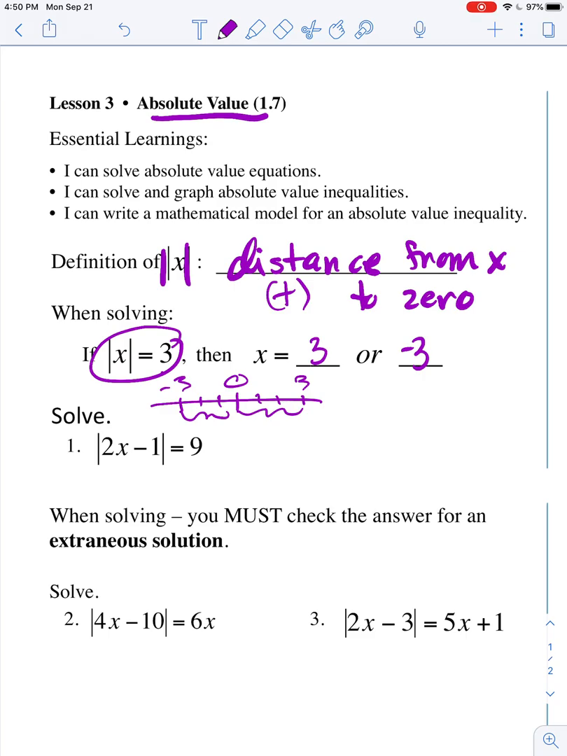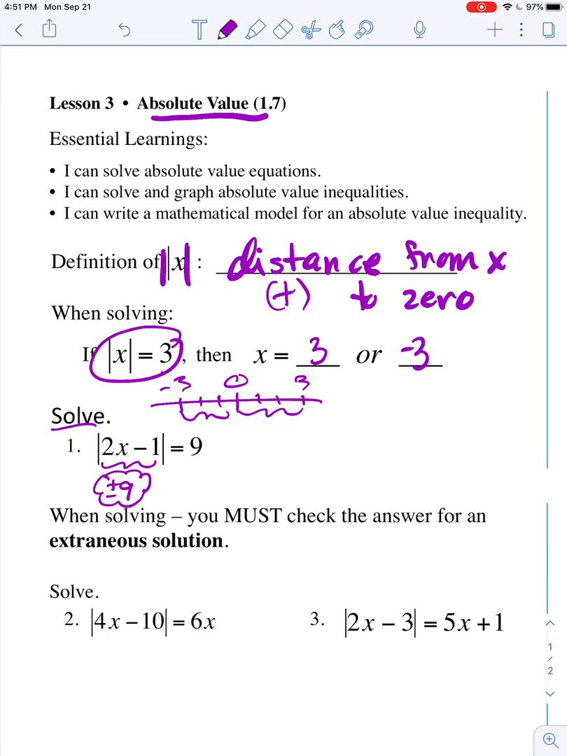So as it gets more complicated, because we love complicated here in honors math, we have to think about this problem. If we're solving for X, we're trying to find the values of X that work in the equation. So in this particular thing, if you think about what this means, it's saying what numbers could I put in here that would be 9 units away from 0? So my two options would be either positive or negative 9.